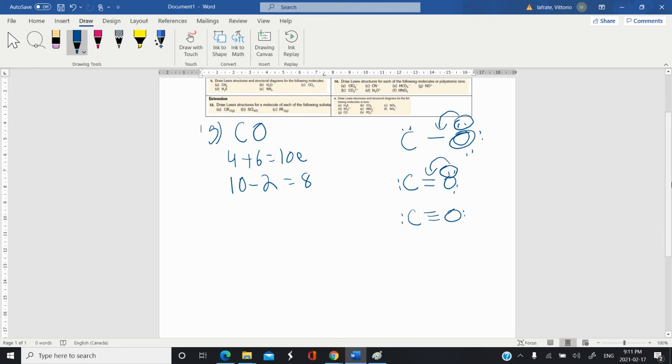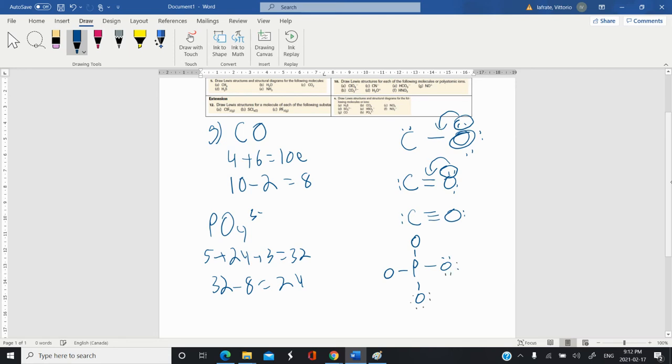So for the PO4 3 minus, let's write this out here, we have 5 valence electrons from the P, 4 times 6 is 24 from the oxygens, plus 3 from the negative charge there. So that would be 32. And then we can place our oxygens around the phosphorus there. And so what we've done is we've placed 8 electrons, so there's 24 left to place. And we can place those 24 around the oxygens that are there.